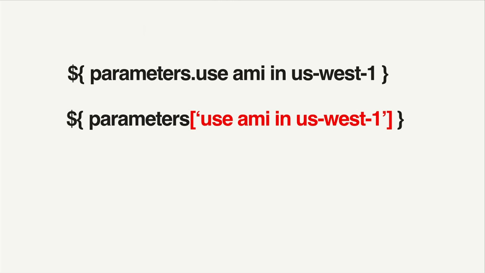Other problems are, for example, when you have a parameter that has several spaces in it, and then that first option doesn't really work because it's just going to try to evaluate differently. So we always recommend people use the square brackets.